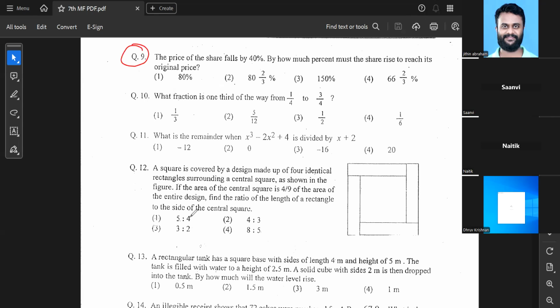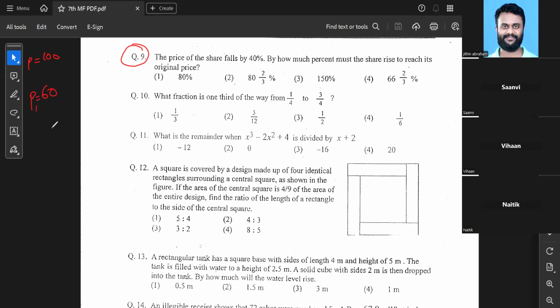So in the previous class also some kind of similar problem आया था where I had done the same thing. I considered the numbers to be 100. So let me say the original price is 100. Then it falls by 40% means the price becomes 60. I'll call it P1, the new price. Now we want to take this back to the original price 100. So कितना add करना पड़ेगा? We have to add 40.